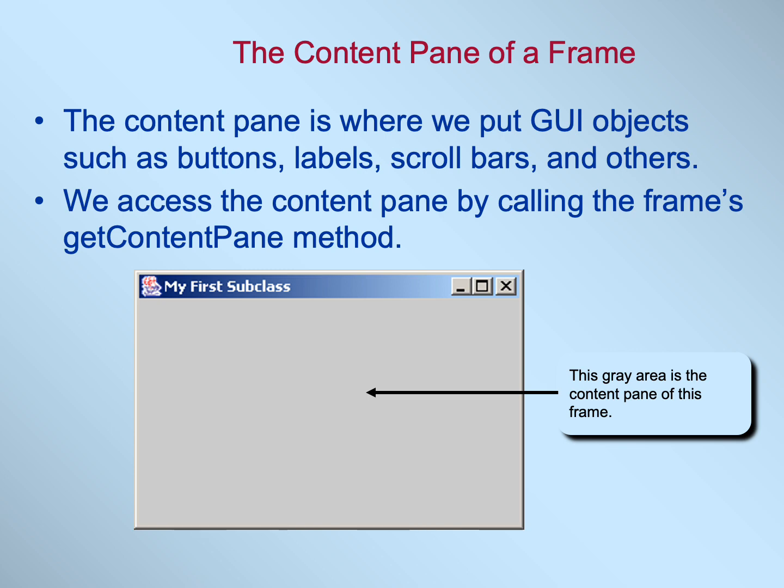The content pane of a frame. The content pane is where we put GUI objects such as buttons, labels, scroll bars, and others. We access the content pane by calling the frame's getContentPane method. So in this screenshot, we have the JFrame, and the gray area is the content pane of this frame.